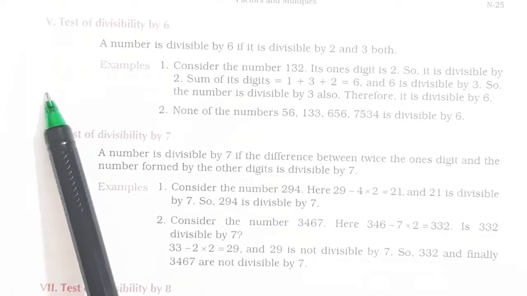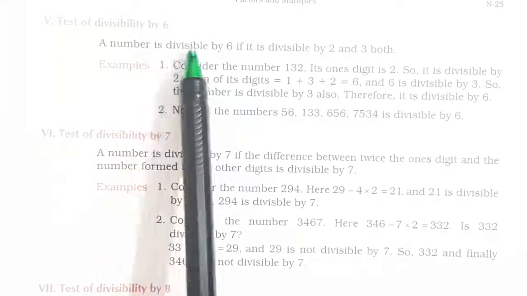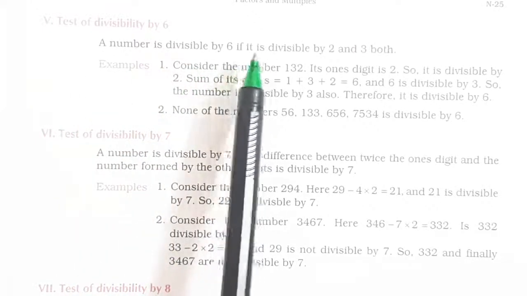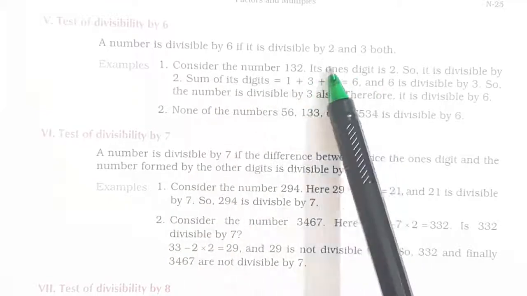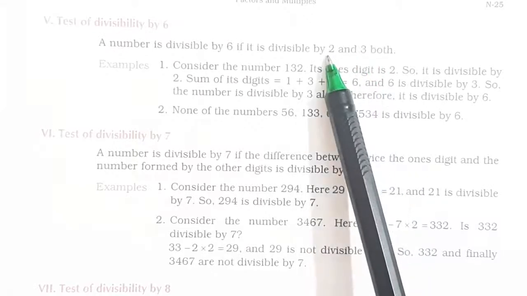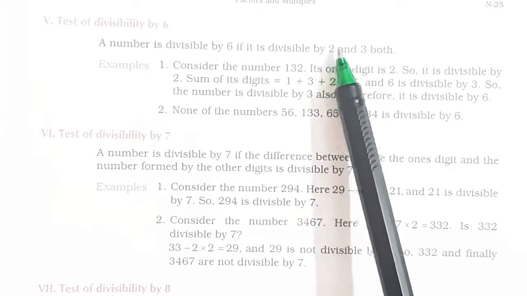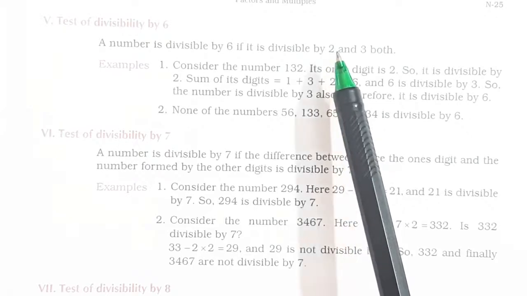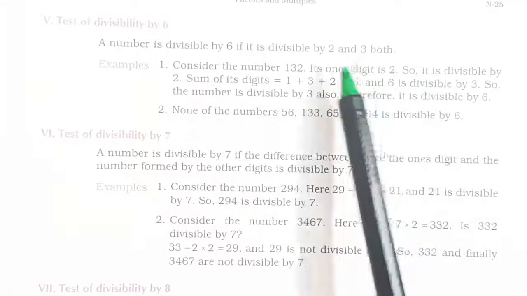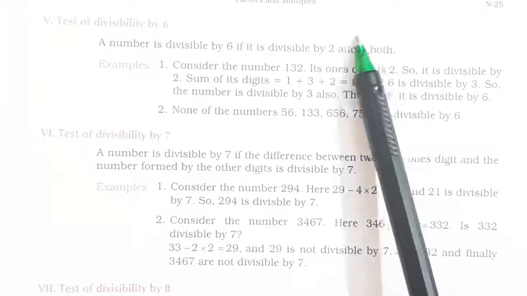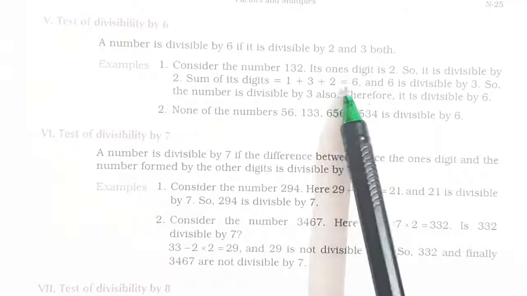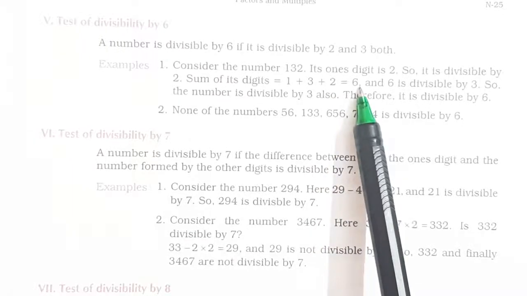Now let us discuss about test of divisibility by 6. A number is divisible by 6 if it is divisible by both 2 as well as 3. So what was the divisibility test of 2? That is, the last digit should be either 0, 2, 4, 6 and 8. And students, what was the test for 3? That is, if the sum of the digits is also divisible by 3.